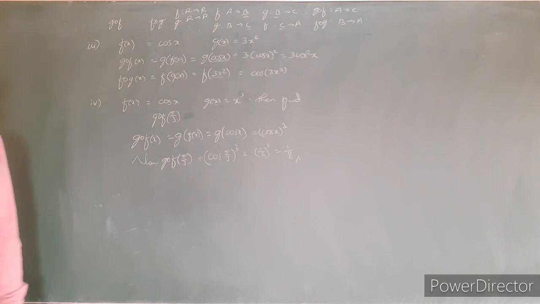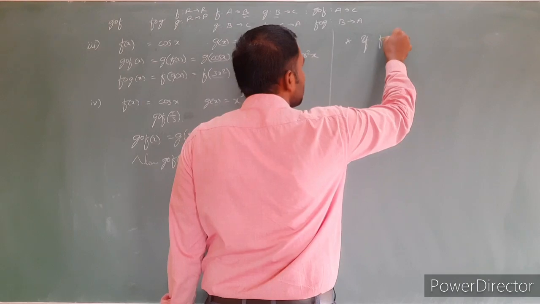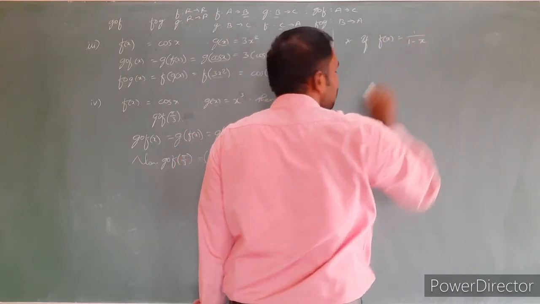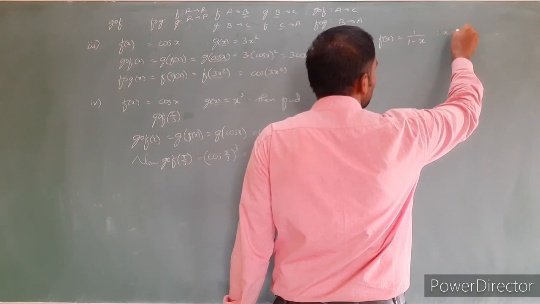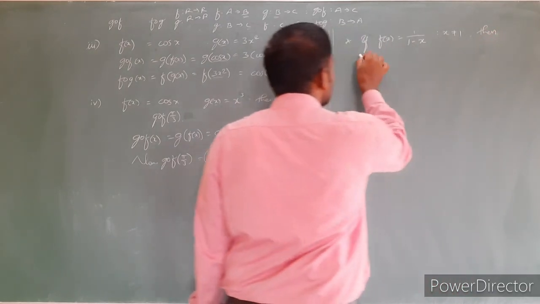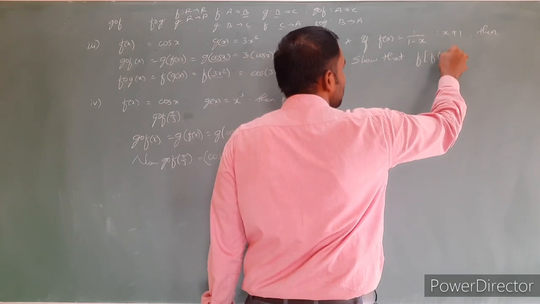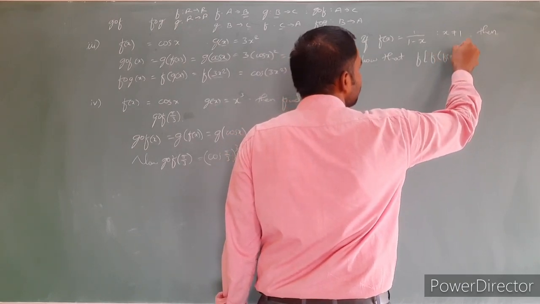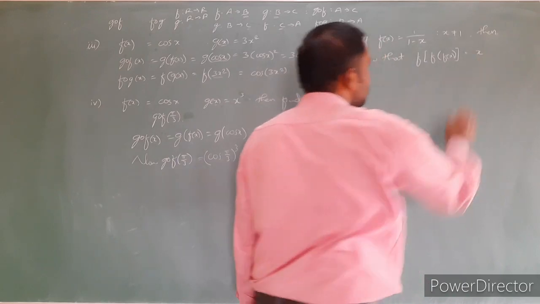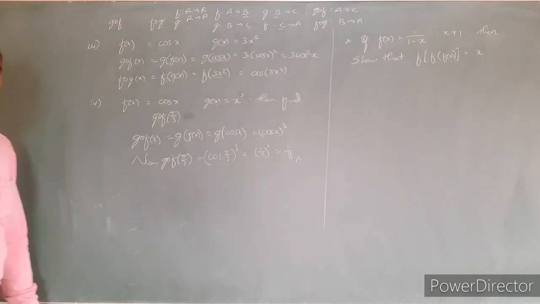Next example: if f of x is equal to 1 divided by 1 minus x, provided that x is not equal to 1, then show that f circle f circle f of x is equal to x. The function is given as f of x is equal to 1 divided by 1 minus x, whenever x is not equal to 1. Then show that f circle f circle f of x is equal to x.